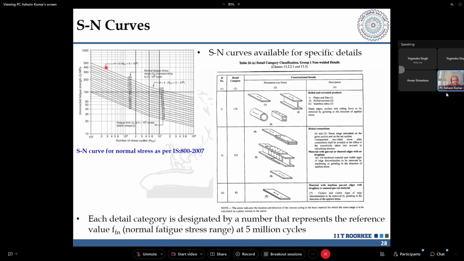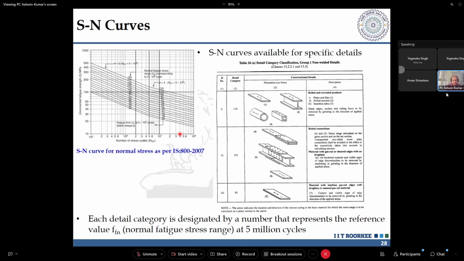This particular SN curve for normal stresses has two slopes, one with m equal to 3 and the other with m equal to 5. Your code also gives equations for these curves. Rather than looking at this table and making a mistake in identifying the stress range or the number of cycles, the code gives you formulas to calculate these values also, right? So you have two particular slopes accordingly.